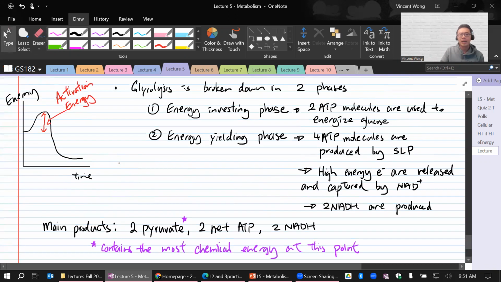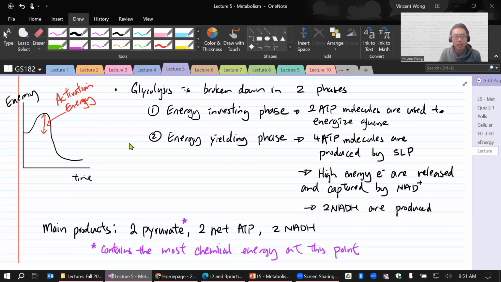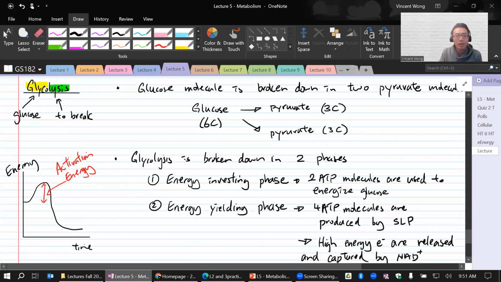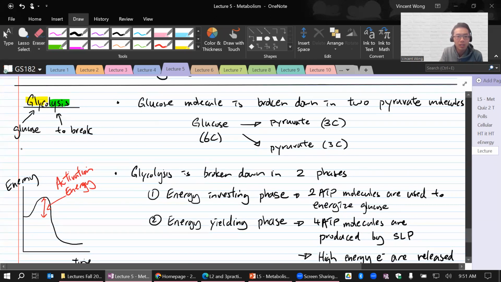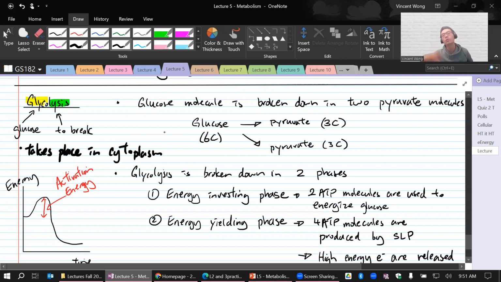And by the way, we wrote it down already, but I just want to reiterate. Where does this glycolysis take place? In the cytoplasm. That's right, in the cytoplasm. So the respiratory system allows you to bring the oxygen into the body, which you will then use for cellular respiration. But specifically, the glycolysis, the breaking of the glucose into the pyruvate, takes place in the cytoplasm.